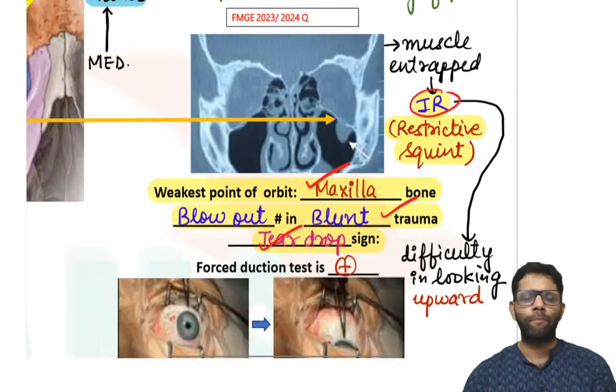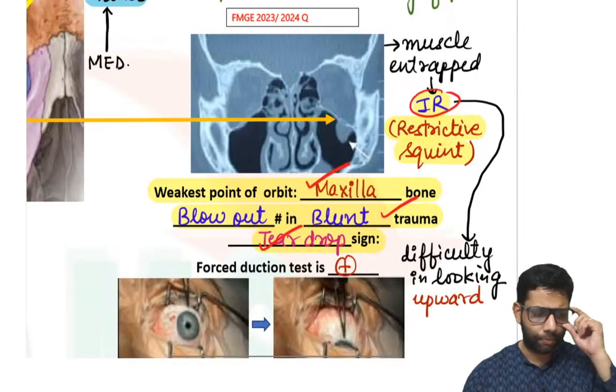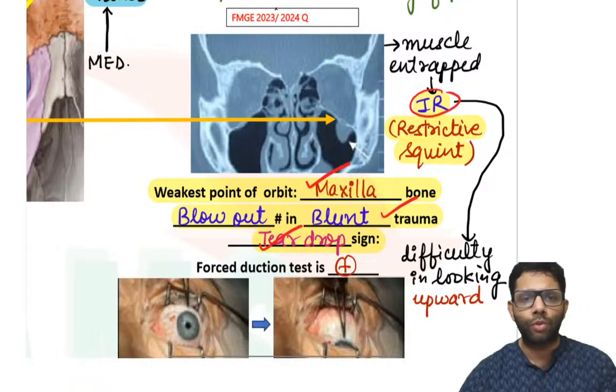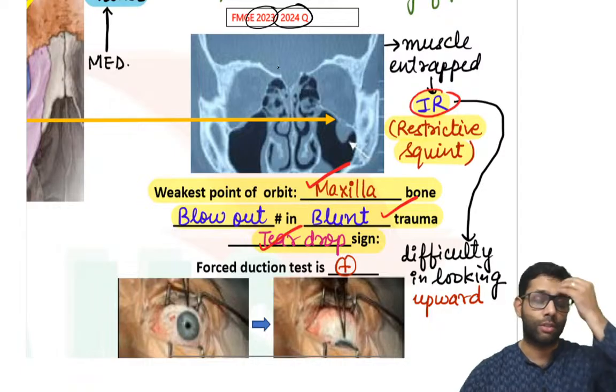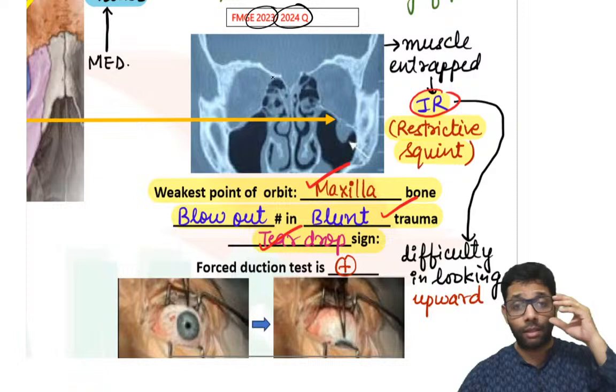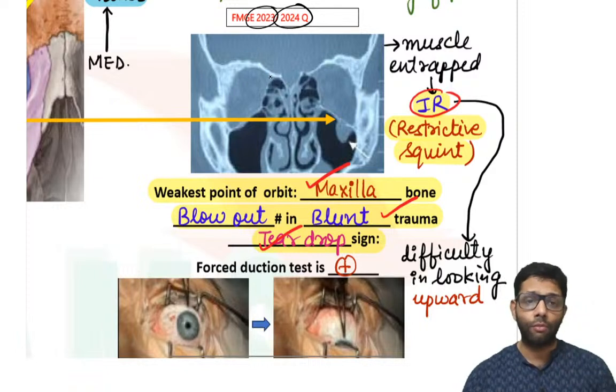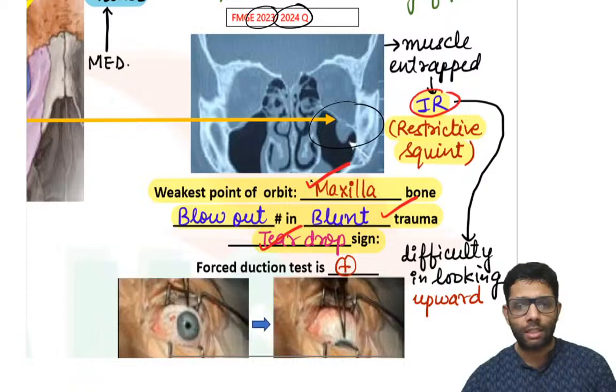This is from my DFX workbook. So 2023, 2024, and now the 2025 question is there. In my DFX workbook I have given the questions, and even in my FMGE workbook now, I'll give you all the questions which have been asked previously. I've written this in DFX. This is the floor fracture, because the weakest point of the orbit is the maxilla bone. That is the blowout fracture seen in blunt trauma.